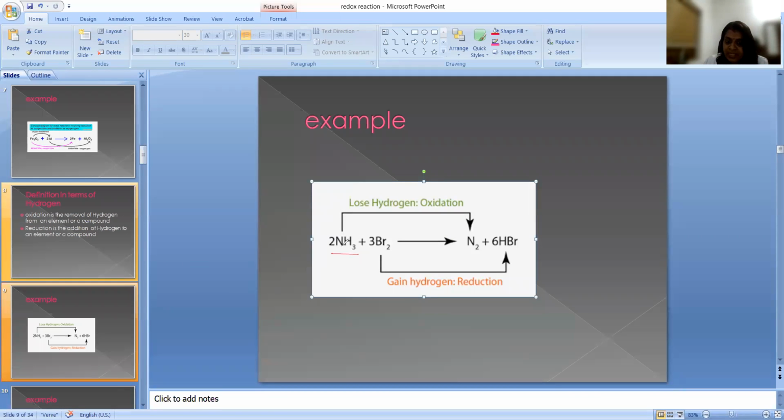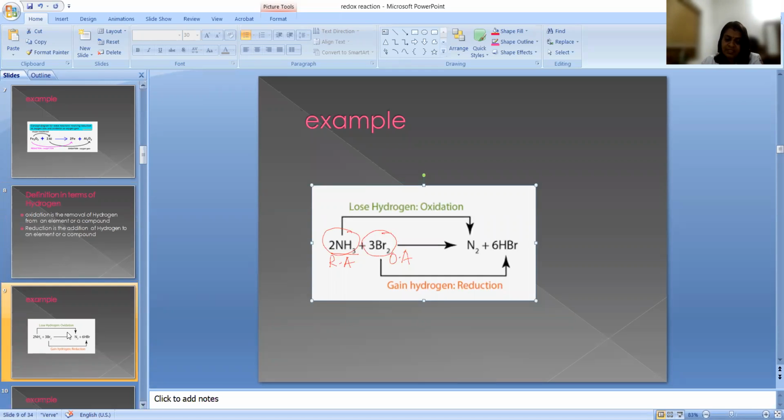NH3 is losing hydrogen, so it is undergoing oxidation. Br2 is getting hydrogen, so it is undergoing reduction. Since it is undergoing oxidation, this is acting as a reducing agent. Since it is undergoing reduction, it is acting as an oxidizing agent. Okay. Now let us see another example of this.